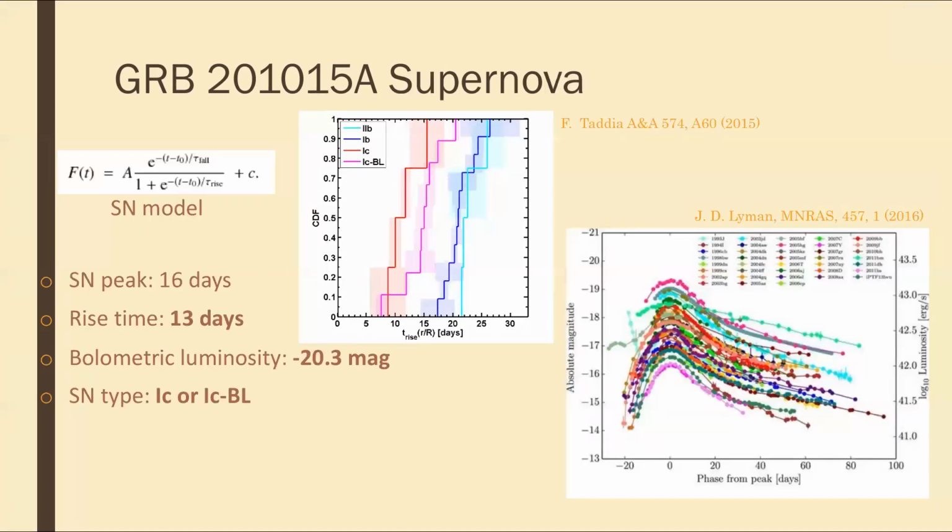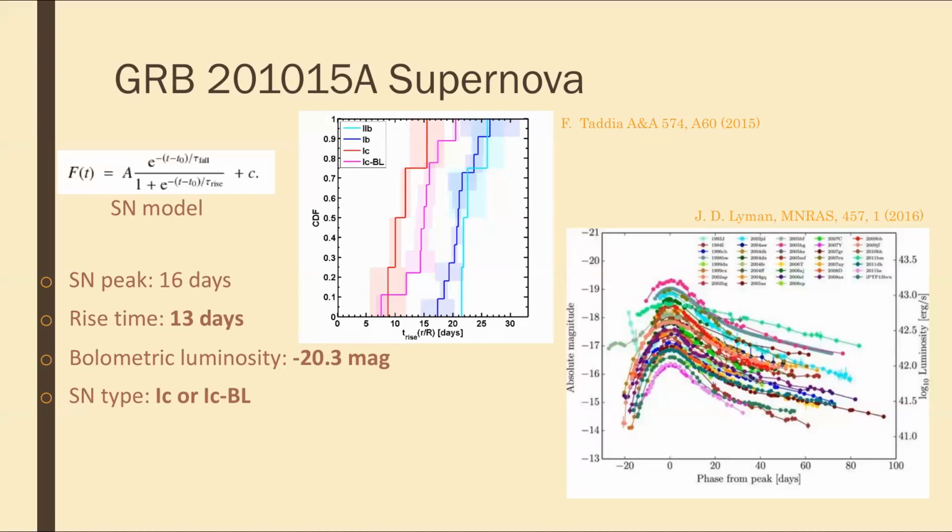Based on the supernova model that we fit, we've estimated the rise time, and this is compared to this paper by Taddia et al. We have a rise time of about 13 days, and this is similar to the type Ic and Ic-BL supernovae, which are related to GRBs. So we know that this is a typical rise time for this type of event.